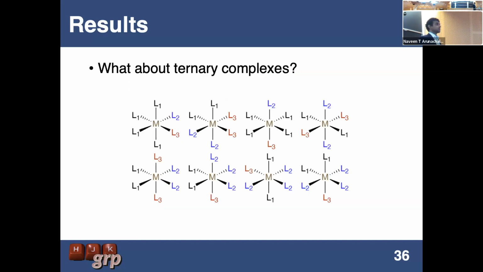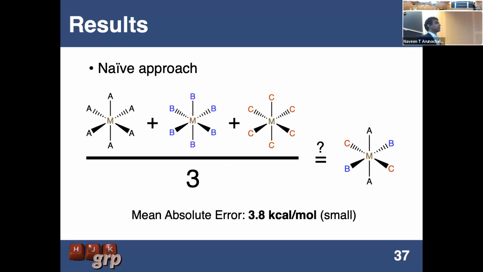And the next question we might have is, what if we increase the complexity? What if we look at ternary complexes, with up to 3 different ligands? Again, we might take a more naive approach, which is to ask whether a complex containing 2 A's, 2 B's, and 2 C's can have a property estimate based on this complex with 6 A's, this one with 6 B's, and this one with 6 C's, and divide that by 3, because 6 divided by 3 is 2, and you have 2 of each. And if we actually implement this, we find that this process has a mean absolute error on our set of ternary complexes of 3.8 kilocalories per mole, which is small. This is good.